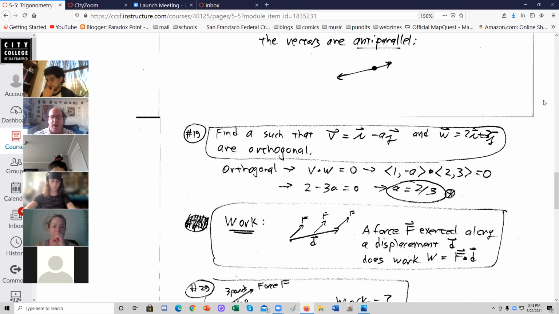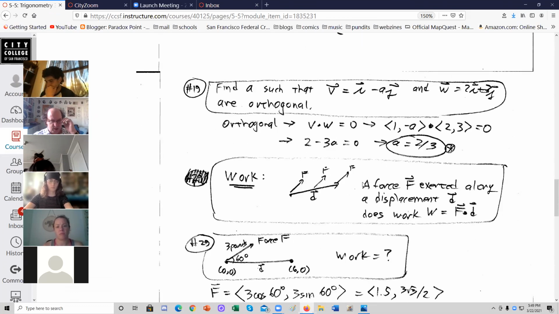Now, find a number A such that V equals i minus aj and W equals 2i plus 3j are orthogonal, at right angles. All right. Vectors are orthogonal if their dot product is 0. V is 1 by negative a, W is 2 by 3. So you want 1 by negative a dot 2 by 3 equals 0. 1 times 2 is 2, minus a times 3 is minus 3a. So 2 minus 3a equals 0. Transpose the 3a, divide by 3. A equals 2/3.